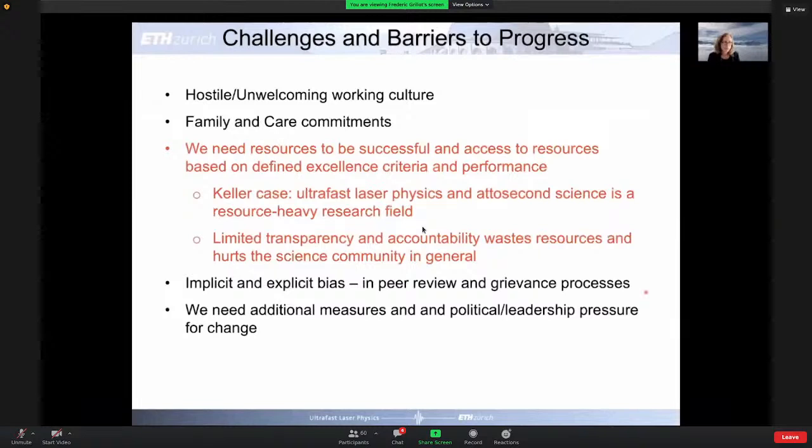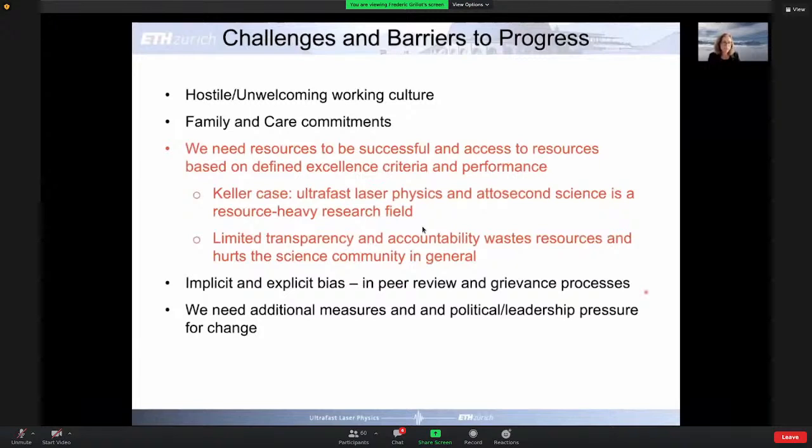Let me go to the next point. You also need resources to be successful, and you need to have access to resources based on some defined excellence criteria and performance. In my case, unfortunately, my field of research was really resource heavy. So I really pushed the limit within the physics department.